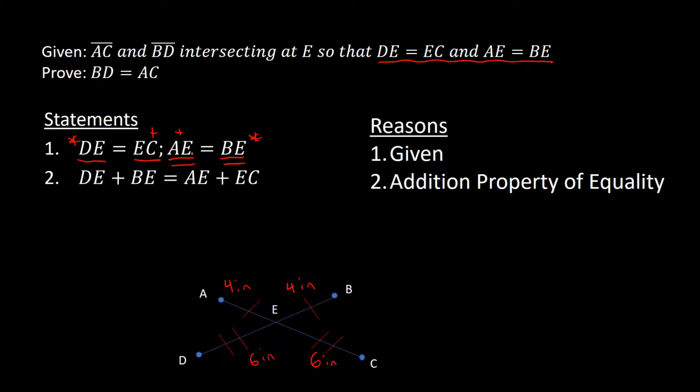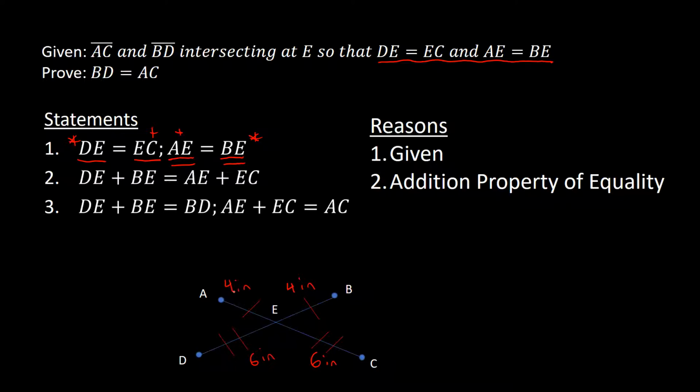Now we're almost done. Step 3 is we need to get these smaller segments put together to equal the bigger segment of BD and AC. Notice if I add together DE plus EB, I get the bigger segment DB. So DE plus BE is going to be the same thing as BD. We're just adding the two smaller parts to equal the bigger part. Same thing for AE and EC. If I add AE and EC together, that's going to equal the entire measure of AC.